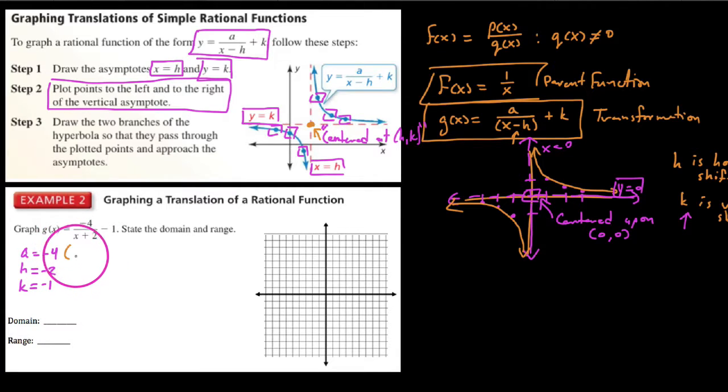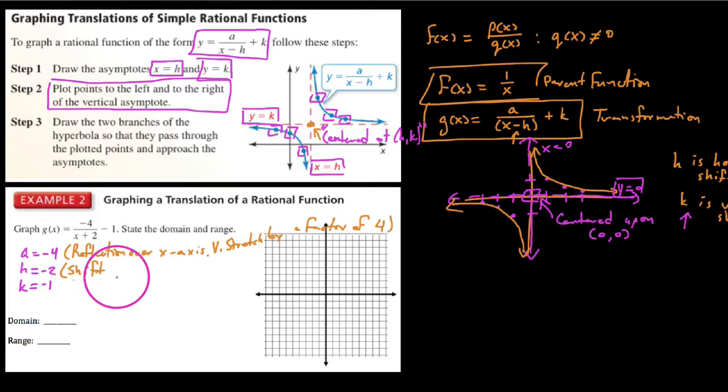So let's go ahead and describe our transformations here. We have a reflection over the x-axis by making our a value negative. Also, we could say a vertical stretch by a factor of 4. In terms of our translation transformations, it appears it's going to shift left 2 units. And in terms of vertical shift, we can see that we have shift down 1 unit.